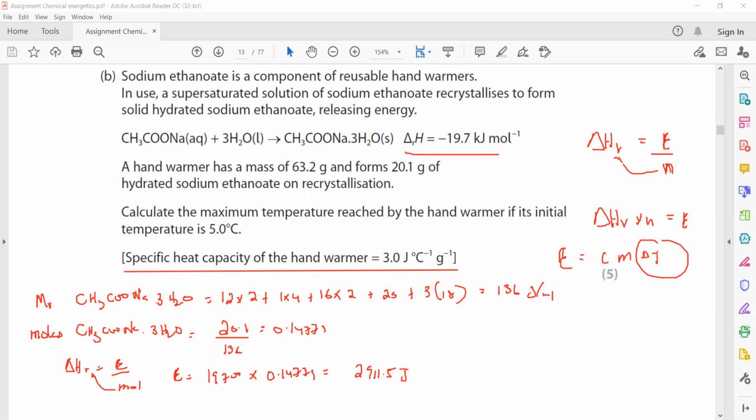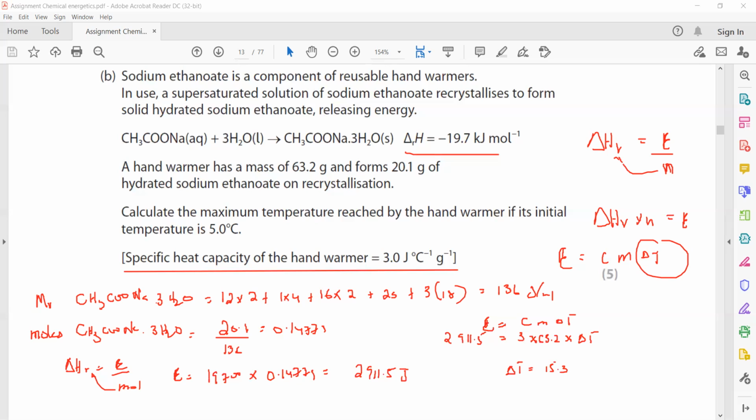And after getting this energy, we will use the formula E = cmΔT. So energy is 2911.5. Specific heat they mention in the question, that's 3. The total mass is 63.2, and the temperature change we are finding, ΔT. So this will go there in division. So ΔT, the temperature change, will come out as 15.3.